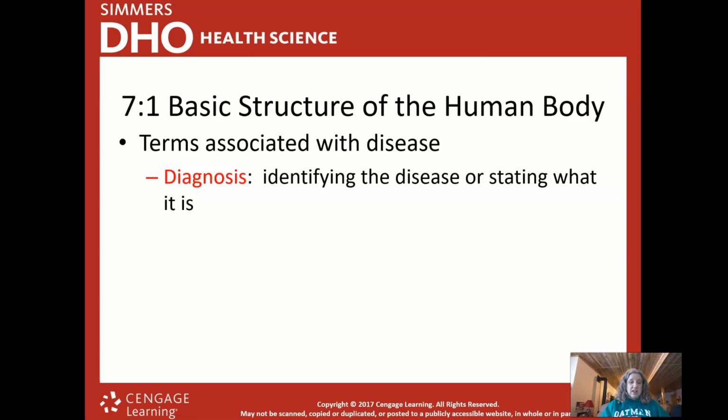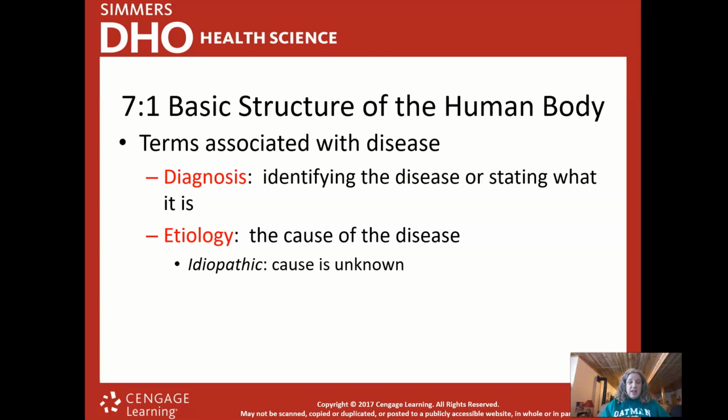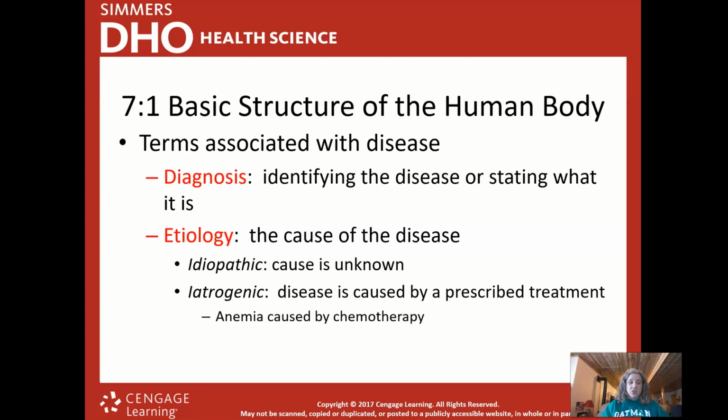There's diagnosis, and that's identifying the disease or stating what it is. So when you go to the doctors, you are diagnosed. Etiology is the cause of the disease. What causes it? There's idiopathic, which is the cause is unknown, and there's also iatrogenic. The disease is caused by prescribed treatment, such as somebody could have anemia due to chemotherapy.